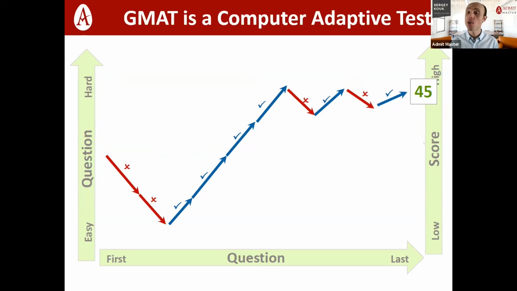I don't know about you, but I remember in my undergraduate years, sometimes if I had an exam coming up and it was some sort of a challenging topic, like maybe particle physics, I knew some questions were easy and some were really hard. So I was hoping to get easy questions to get an easy A. But here on the GMAT, that's not going to work. The questions are all calibrated by difficulty. And the only way to get a high score is to actually do a lot of hard questions.